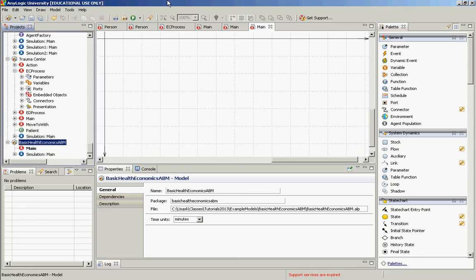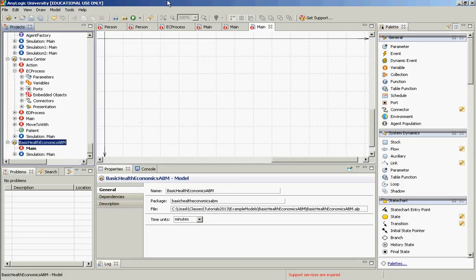Good afternoon. This afternoon we're going to be illustrating the use of AnyLogic to create an agent-based model that illustrates some basic structures that are common within the health economics field, namely the accumulation of quantities such as quality-adjusted life years, such as discounted and undiscounted costs, and such as the computation of incremental cost-effectiveness ratios for a model.